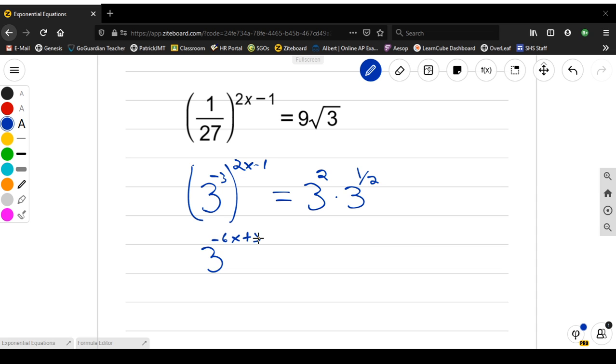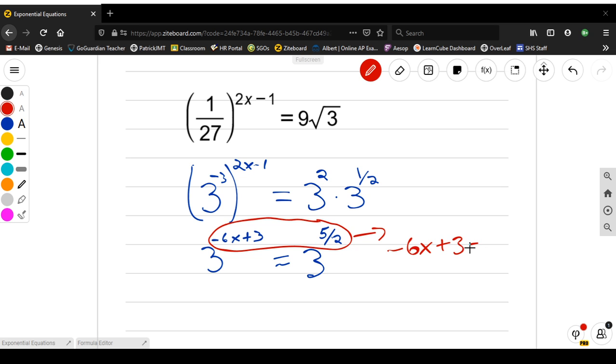Make sure you distribute the negative with it. That didn't show up too well. Make that 3 equals 3 to the 2.5, which we can combine to say 5/2. Now, just like before, in order for these two sides to be equal to each other, all we need is the exponents to be equal. So that means negative 6x plus 3 has to be equal to 5/2.